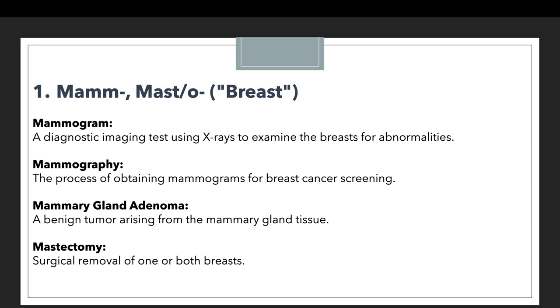Now if you look at the fourth example, which is mastectomy. Mastectomy means surgical removal of one or both breasts.